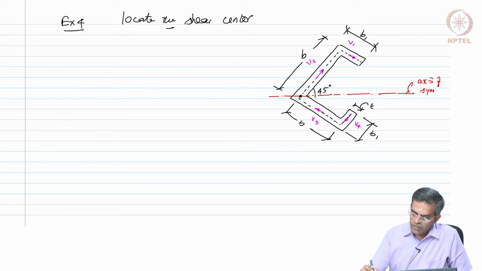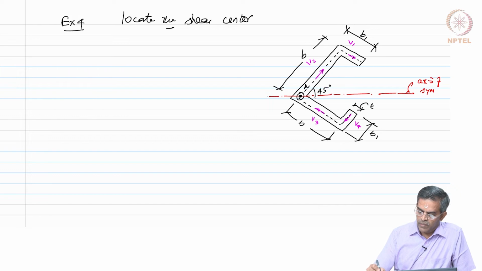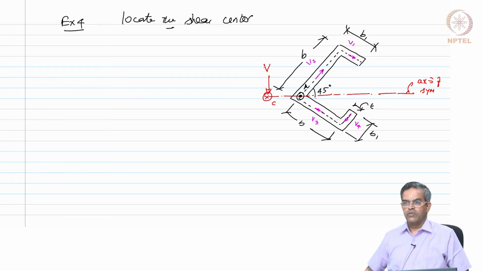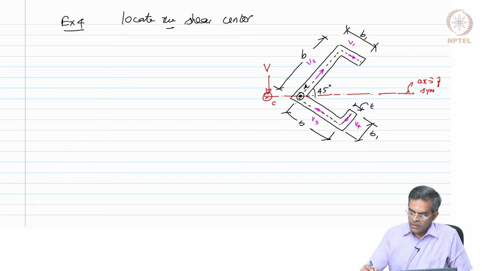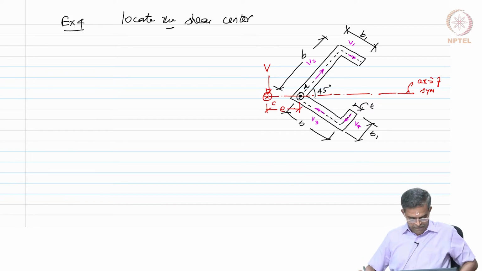This is a point which we call as point A, and the shear center will be located somewhere on this line. Let us say this is my shear center C. The vertical force will pass through this and we will measure the distance of this center from the point A as the offset of shear center, which is E.